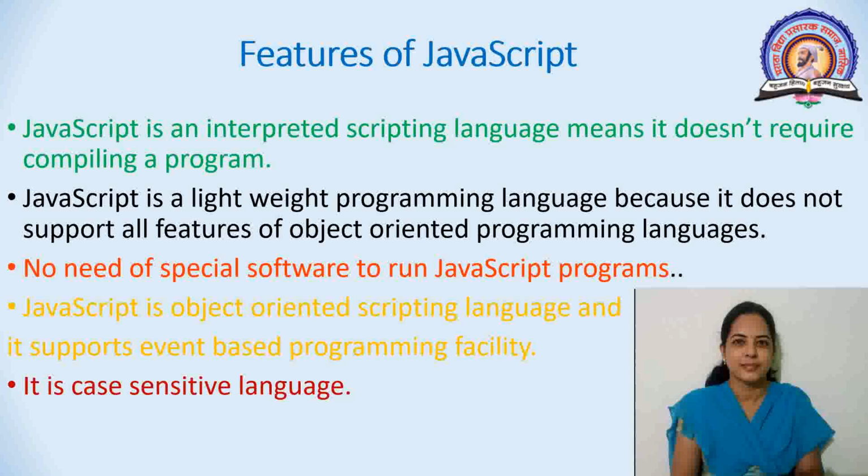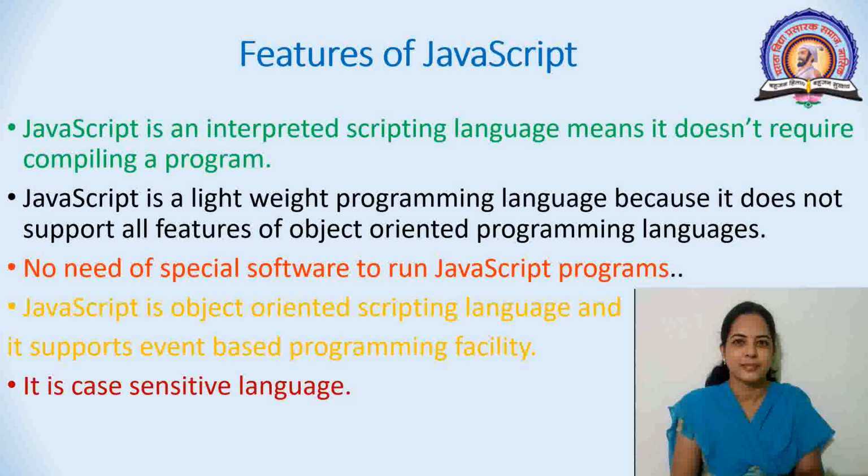Then JavaScript is called a lightweight programming language because in other programming languages like C++ or Java, some extra features are available which are not available in JavaScript. So JavaScript is called a lightweight programming language. Then, no need of special software to run JavaScript programs. We can write the JavaScript code in a text editor like Notepad, and to run the program we just require a web browser.